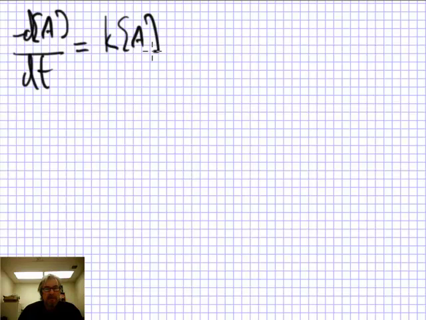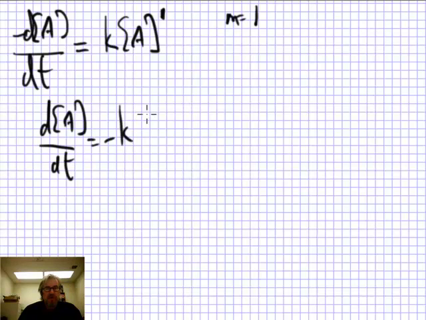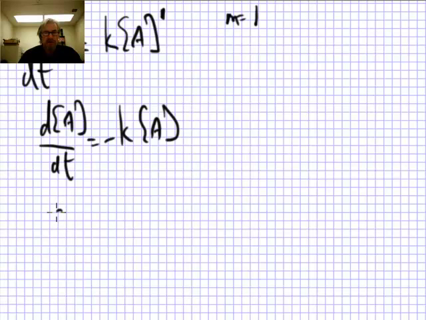Minus dA/dt is equal to k times concentration of A, and now we're going to go with m equals 1. So this is a first order reaction. Let's find out what the integral rate law is. We're going to do a similar operation as we did before. First of all, I'm going to make this dA over dt equals minus k times concentration of A. I want to get the t terms on one side and the non-t terms on the other side here. So I'm going to divide both sides by concentration of A and multiply both by dt. So dA over A is equal to minus k dt.